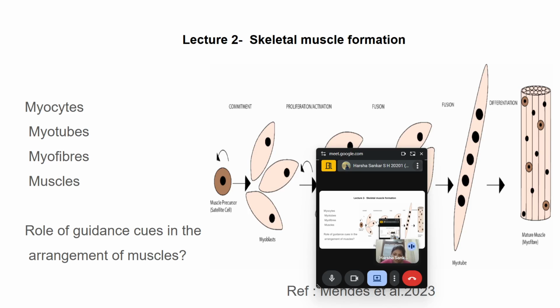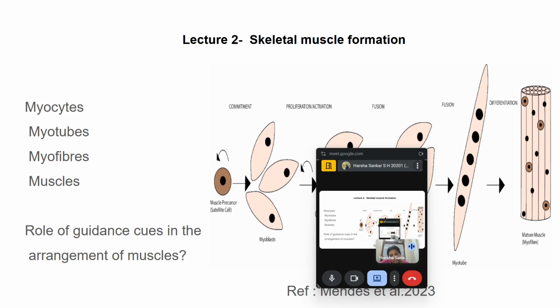Then myotubes again combine together. In a myotube we can see multiple nuclei and an elongated cell type. Such different myotubes join together to form myofibers. Each myofiber again combines together to form a large functional unit called muscle fibers.